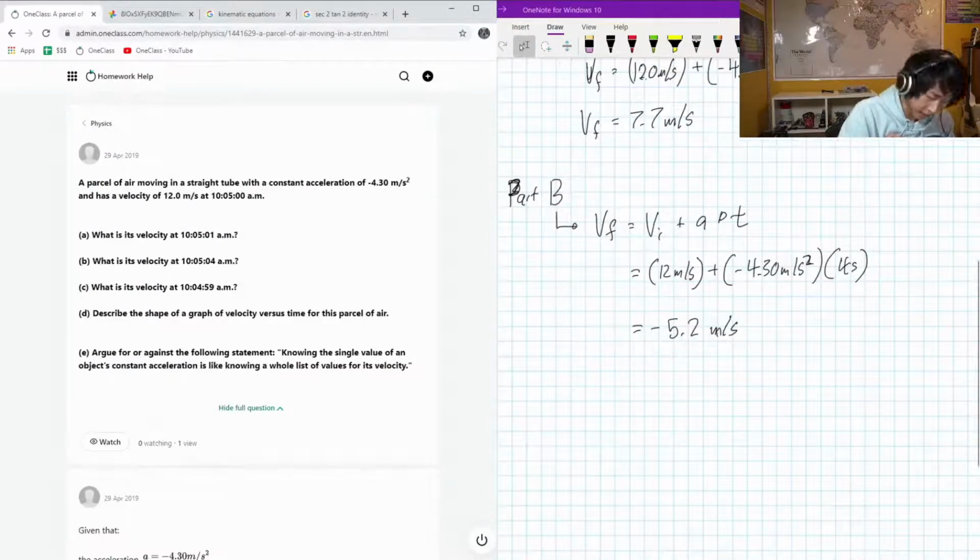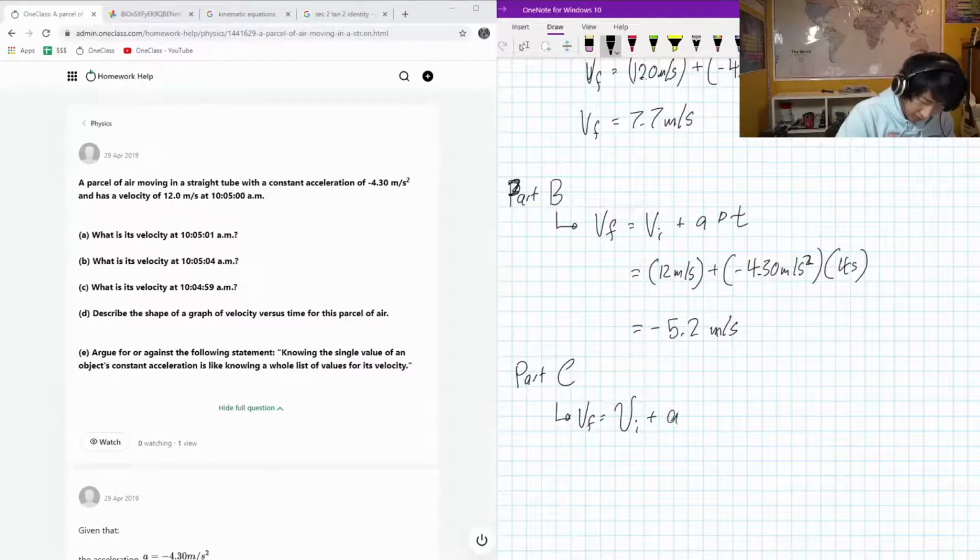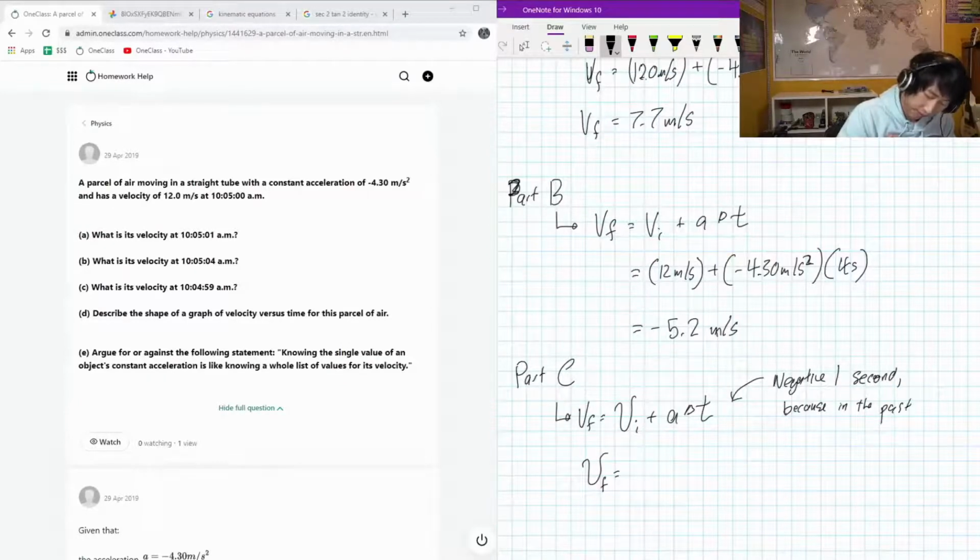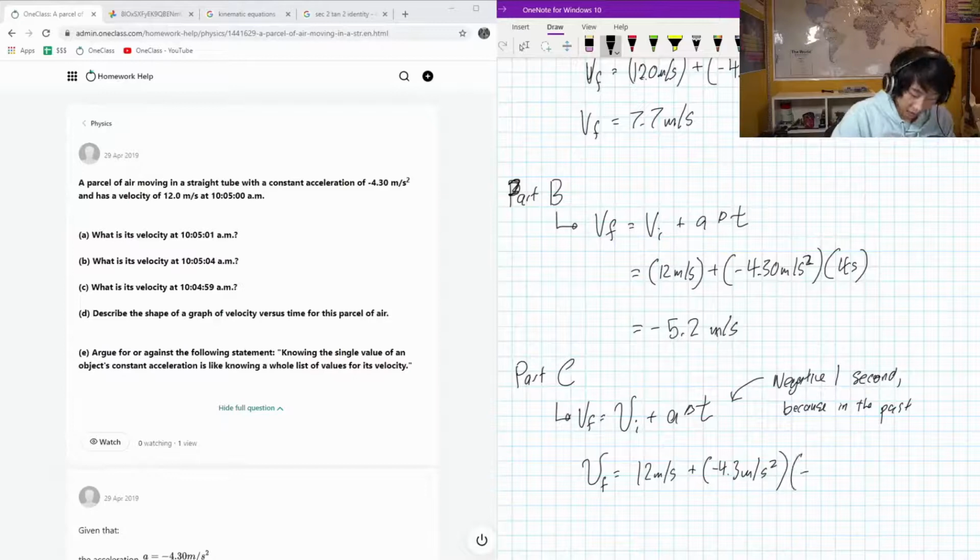So in this case, for part C, we're going to have VF is, well, it's the same equation as before, plus A times delta T, except our delta T in this case is going to be negative. We're going in the past. So negative 1 second, because in the past. Okay, so our initial velocity, that's still going to be 12 meters per second, plus negative 4.3 meters per second squared. That's our deceleration. And multiplied by negative 1 seconds.